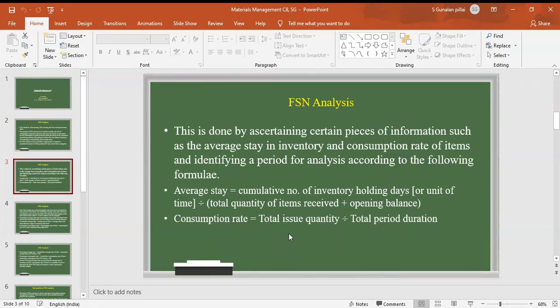This is done by ascertaining certain pieces of information, such as the average stay in inventory and the consumption rate of items, and identifying a period for analysis according to the following formula. So many formulas are available to decide fast moving, slow moving and non moving items.